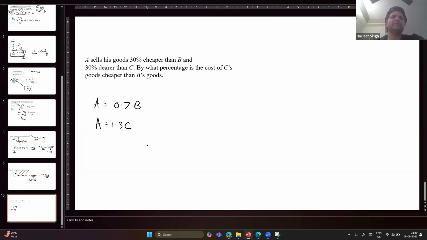So what is the base? C or B? B. After the word than is your base. So B is the base, right? Okay. And what is in the numerator?